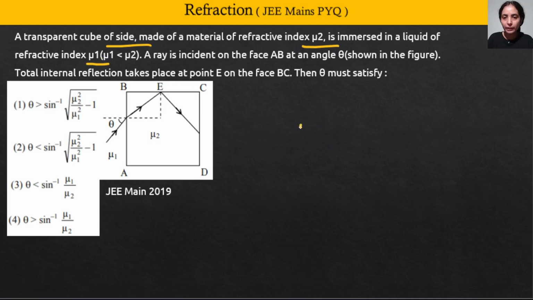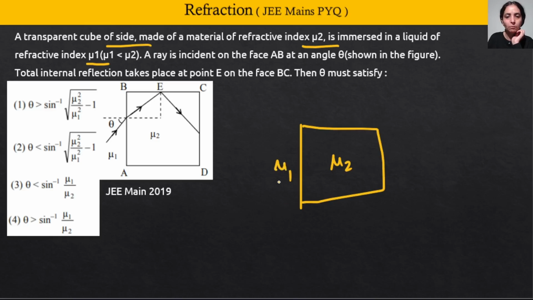So what we are doing, we have a cube-like structure, and this cube is made of a material whose refractive index is mu2. We are immersing it in a medium whose refractive index is mu1. Now what else is said? Mu1 is less than mu2. So basically light incident here is trying to travel from a rarer to a denser medium.